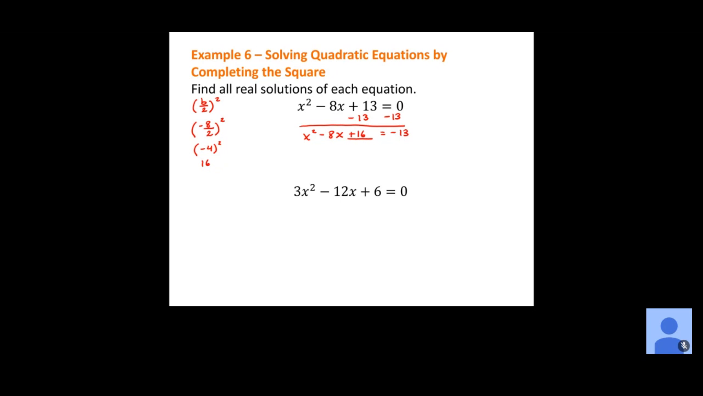Now, keep in mind, whatever you do to one side of an equation, we have to do to the other. So I can't just add 16 there. I have to go to the other side and add 16 to the other side also. That's the step that a lot of people forget about. So just make sure when you add the 16 on the left, make sure you add 16 on the right. Any questions up to that point?